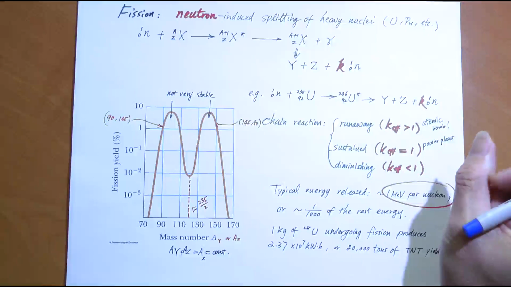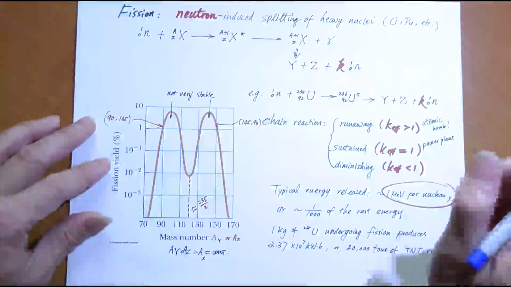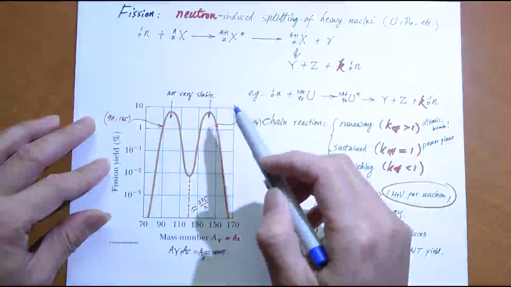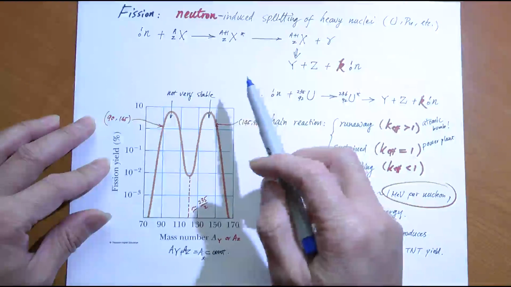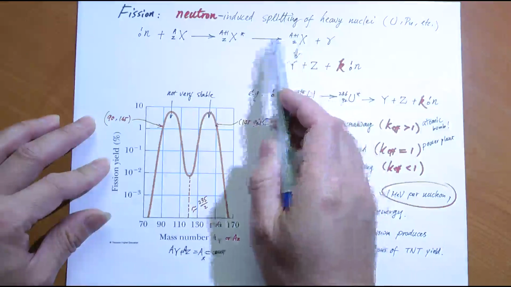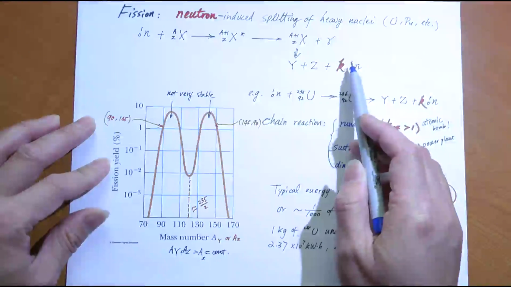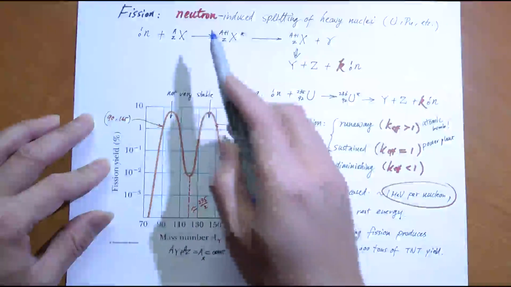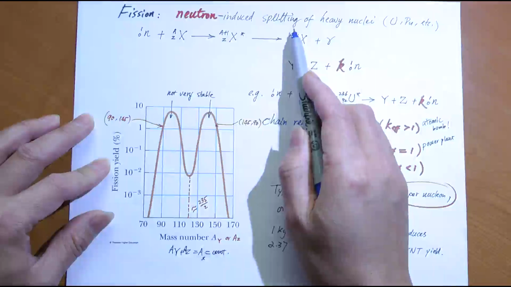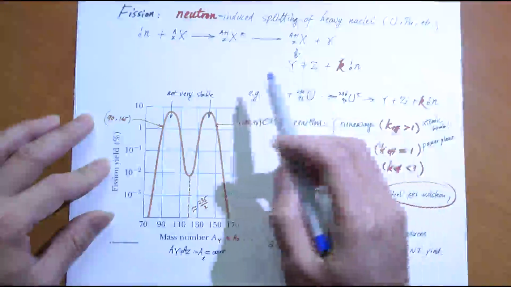In order to get extra energy from fission, we do not just wait for the uranium to decay naturally. Rather, we use a neutron to bombard a uranium or any other heavy nuclide for that matter, to induce the splitting of this large nucleus into smaller pieces, therefore releasing energy. This is called fission. So it's neutron-induced splitting of heavy nuclei, such as uranium, plutonium, thorium, and so on.